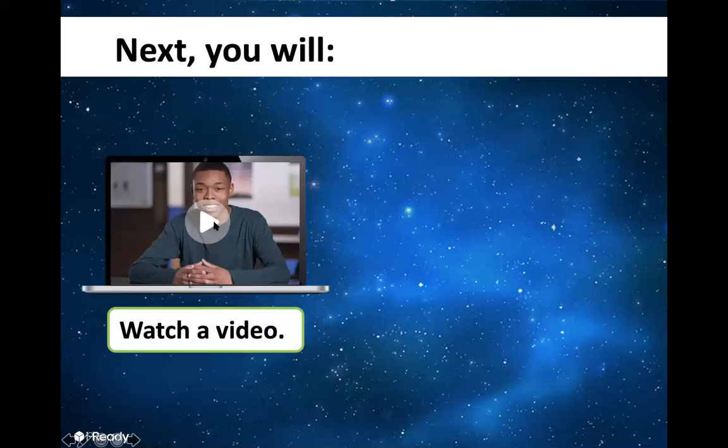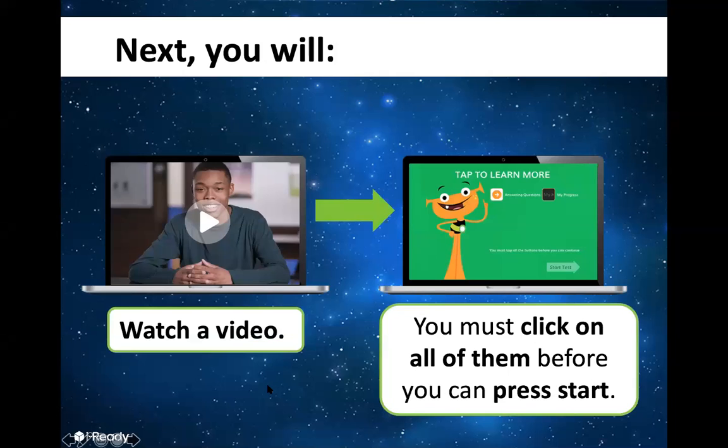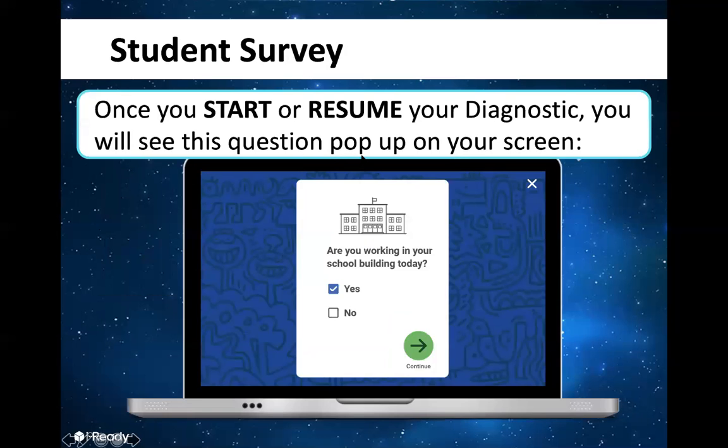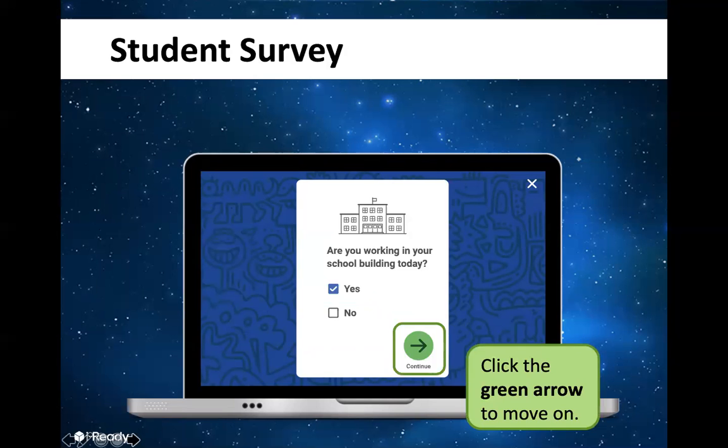You're going to have to watch this video first, and then you are going to have to click on each button to watch a video about each tool. You must click on all of them before you can press start. Okay, once you start or resume your diagnostic, you will see this question pop up on your screen. Are you working in your school building today? Click yes if you are taking the diagnostic at school, or click no if you are taking the diagnostic at home. So we should all be clicking home, okay? And then you click the green arrow to move on.